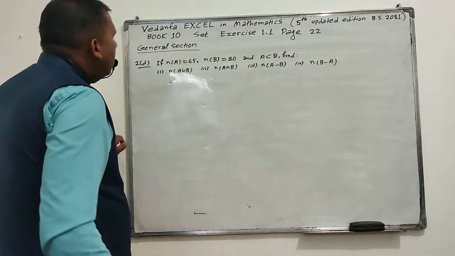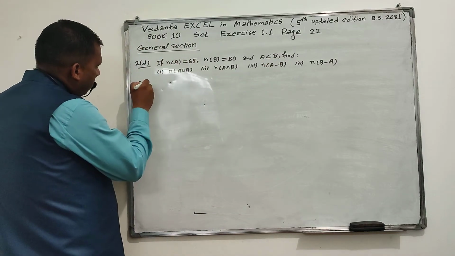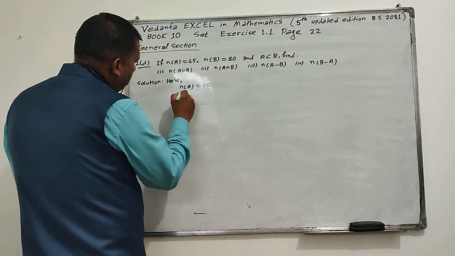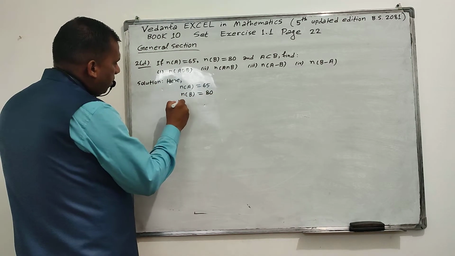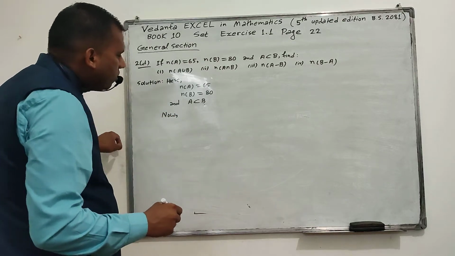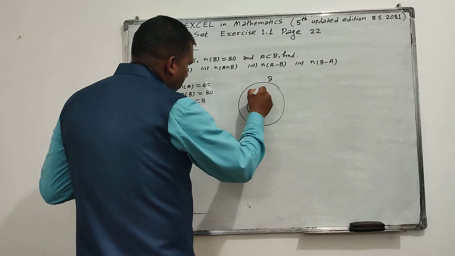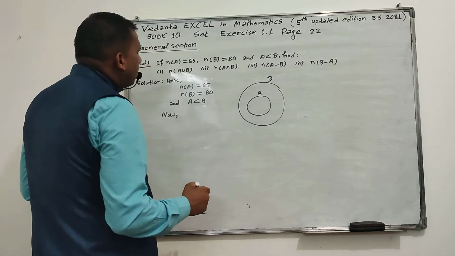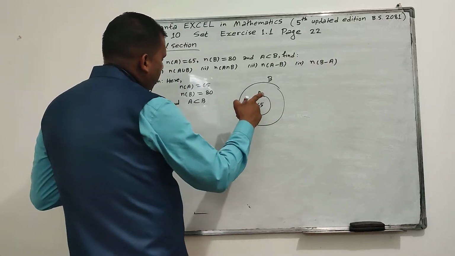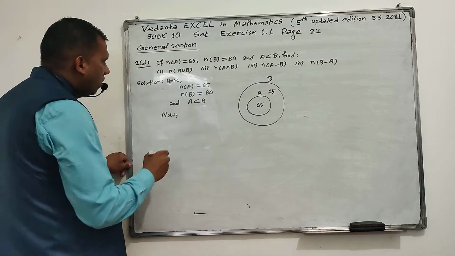Now, next question 2D. If number of A is 65, number of B is 80, and A is a proper subset of B, find the following. Here, number of A is 65, number of B equals 80, and A is a proper subset of B. So this is set B, its proper subset is A. Number of A is 65, number of B is 80, so remaining is 80 minus 65, that is 15.